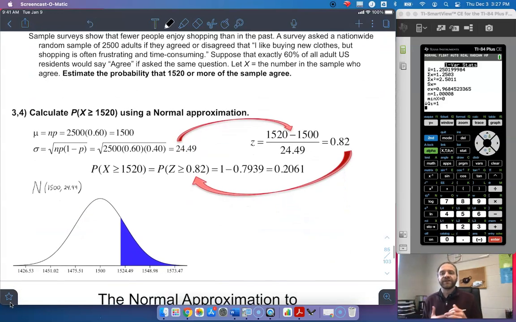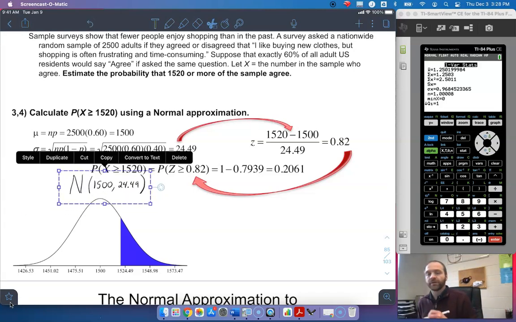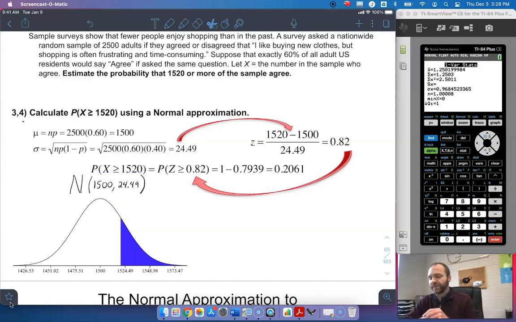There we are. All right, so if I put 3 and 4 together, here's what we know. We know this is our normal approximation, a mean of 1,500 and a standard deviation of 24.49. That is what we can see up here. That's what we found. Because I have that, I can then move on and say I want to find the probability of more than 1,520. Agree with it. So in that case, that's my observation. Observed minus expected over standard deviation.